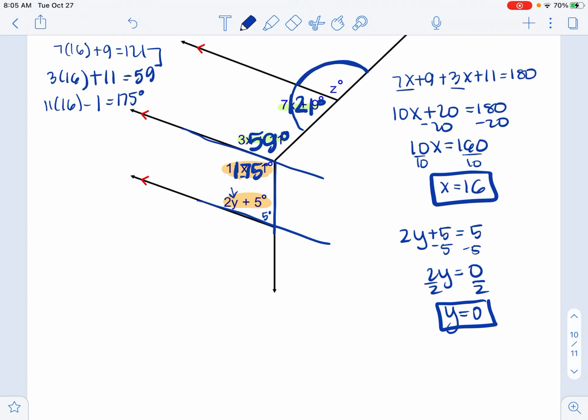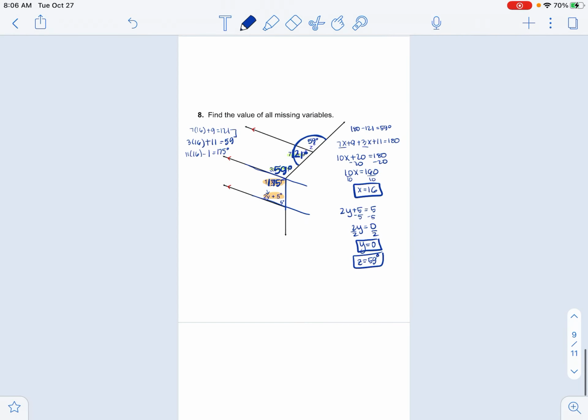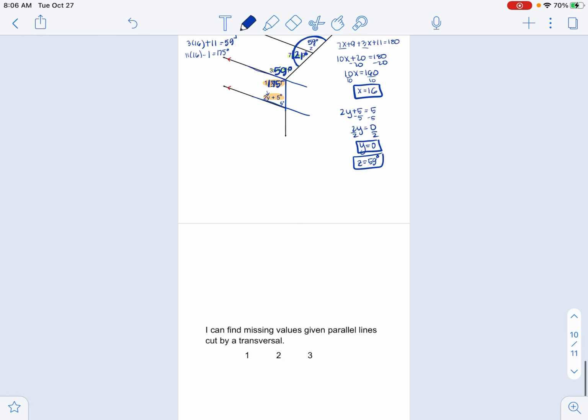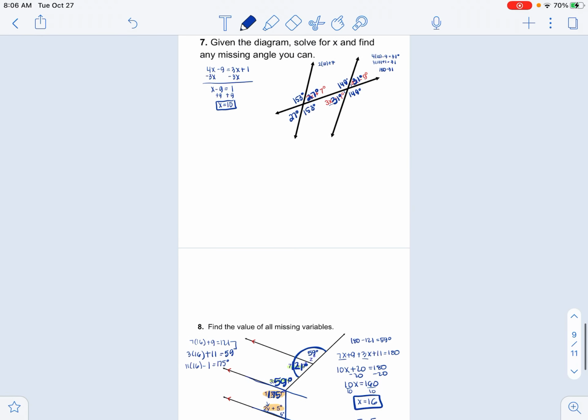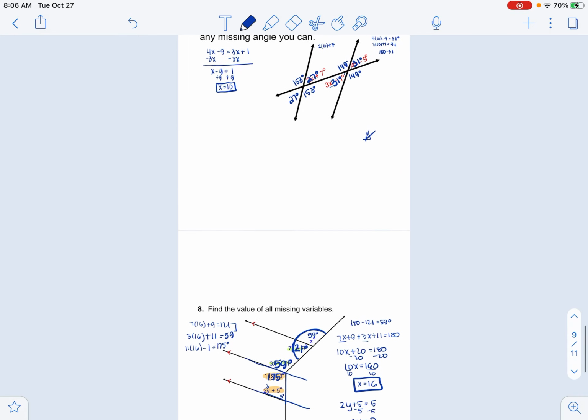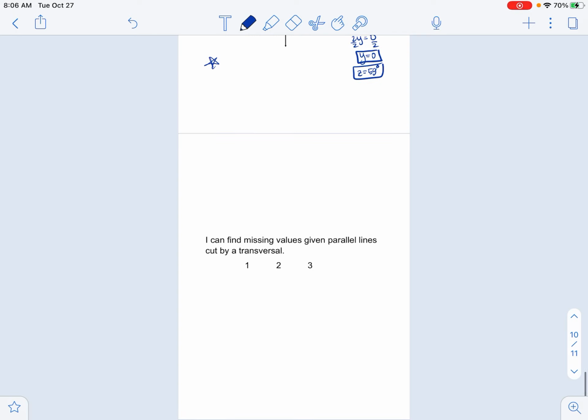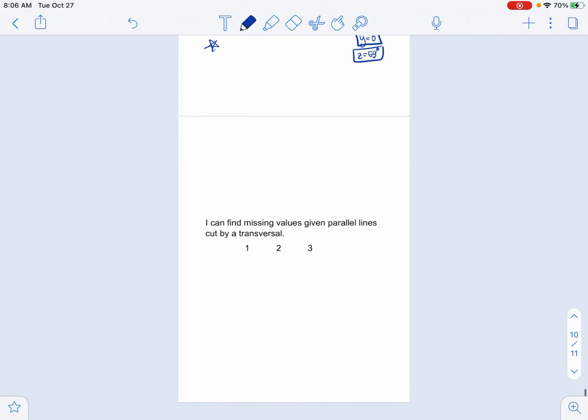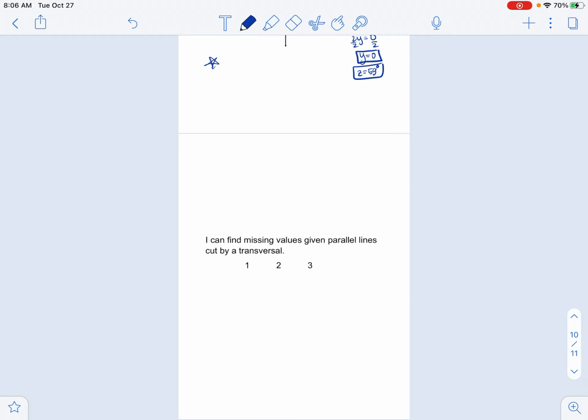All right, last I have to get z. These two angles form a linear pair. So if I do 180 minus 121, I get 59 degrees. So this angle is 59 degrees, and therefore z is 59 degrees. All right, that's it for practice today. This was probably our most difficult one to work with, but I feel like a lot of you feel good about these last two here, okay? All right, go ahead and re-rate yourself on how you feel about finding missing values given parallel lines cut by a transversal.